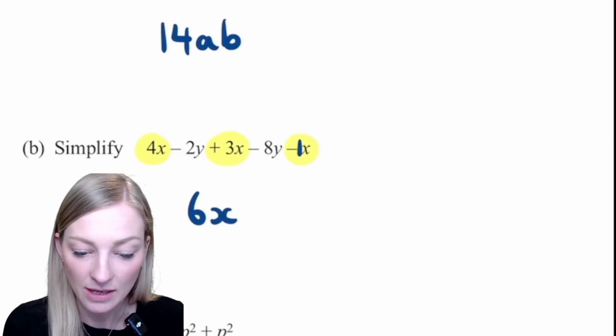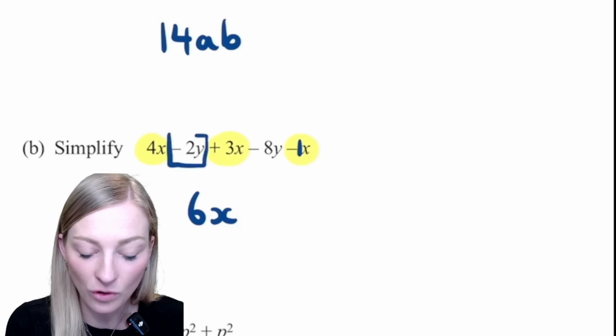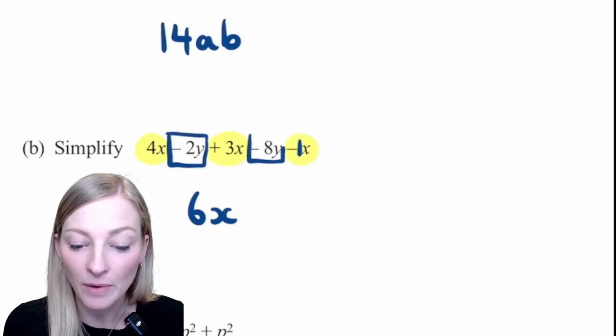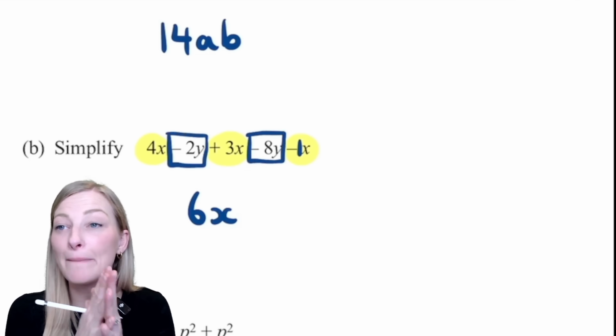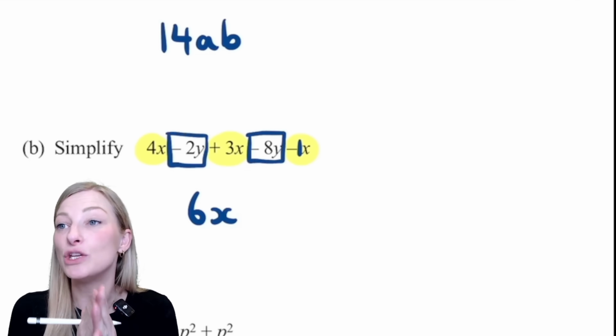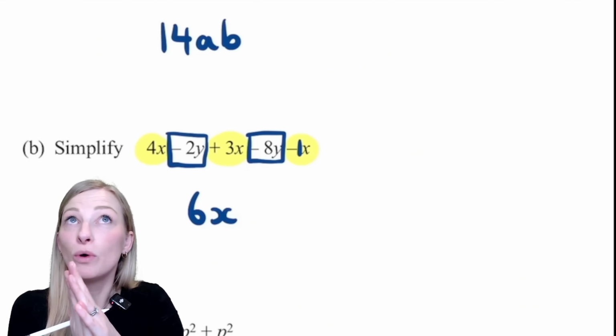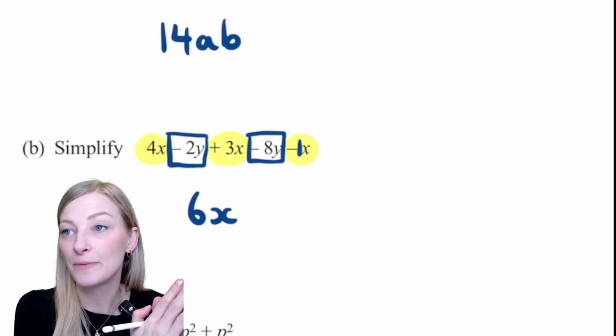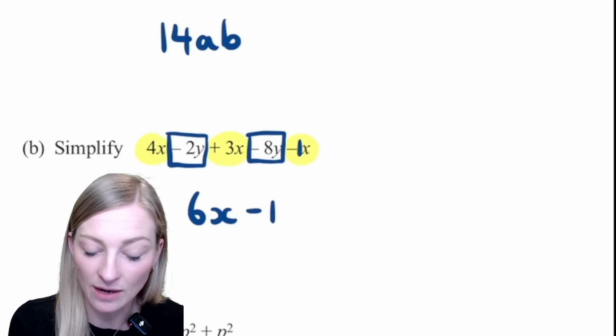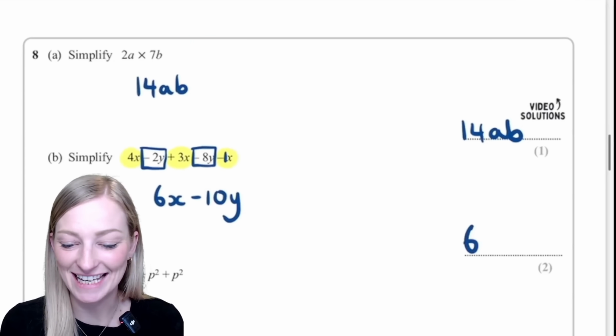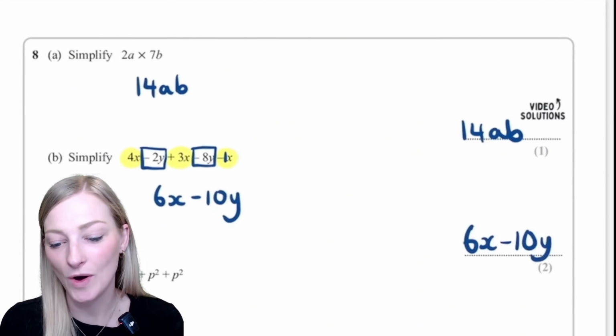There we go. And then if I look at the y's, I've got minus 2y, minus 8y. If you are at minus 2 on the number line and you take away 8 more, you are going more into the negative. So that's going to be minus 10y that we get to. So that one, 6x minus 10y.